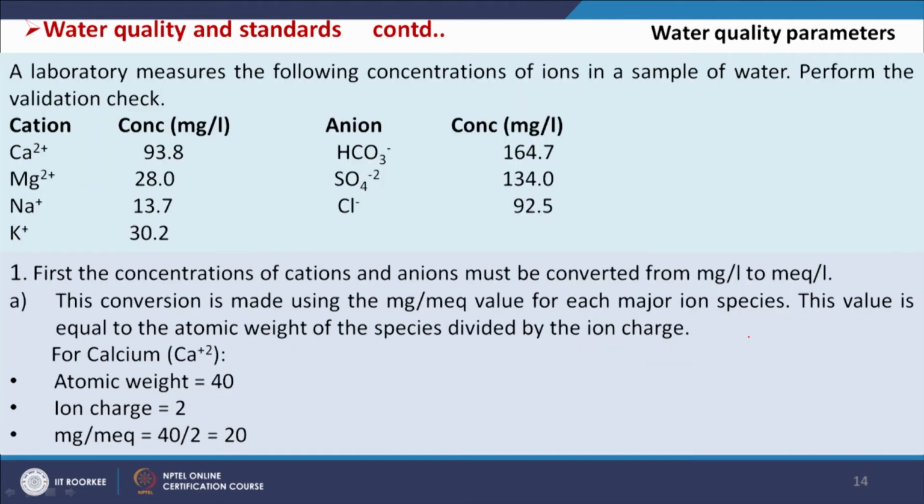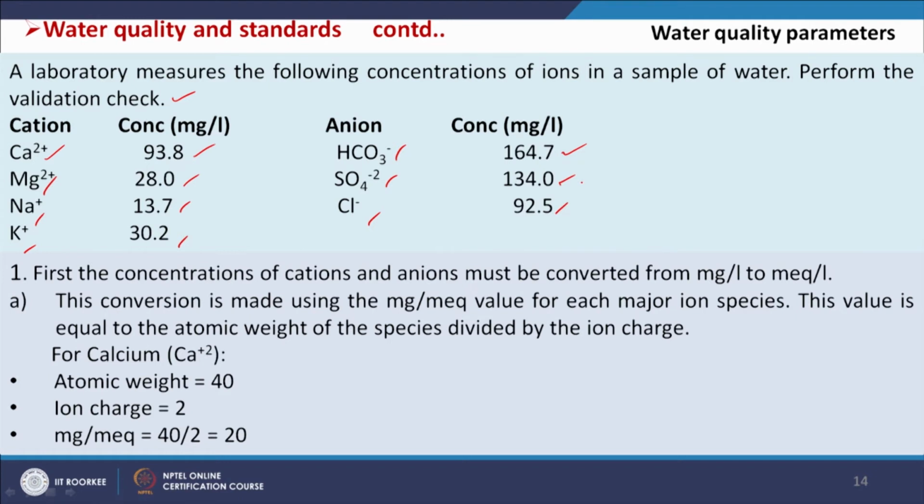Now, you see, a laboratory measures the following concentrations of ions in a sample of water. Perform the validation check whether this analysis is correct or not. That means we have to do the ion balance error calculation, and if it is within the limit, less than 5%, then we will say that these data are correct. Here you see cations like calcium, magnesium, sodium, potassium, whose concentrations are given, and anions bicarbonate, sulphate and chloride, whose concentrations are also given.